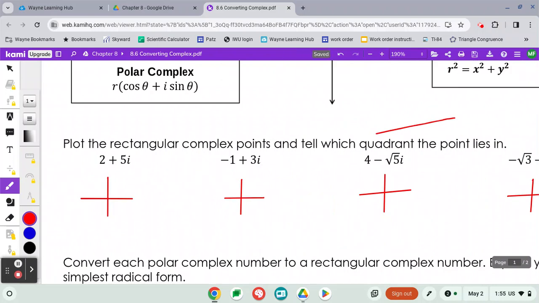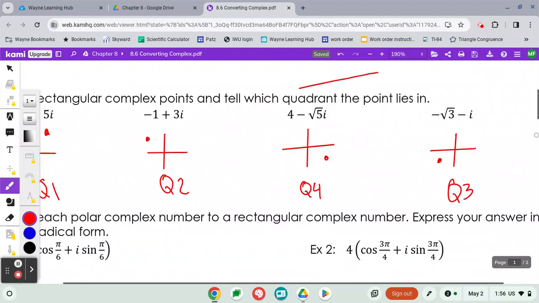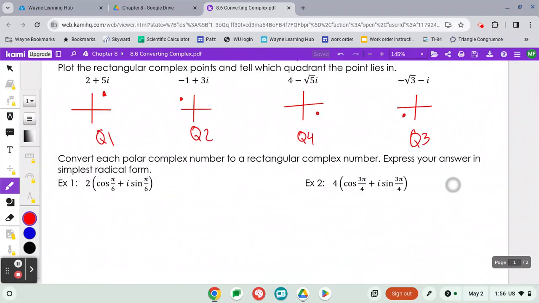And what I mean by that is 2 plus 5i. That's a positive, so it's somewhere up here. Okay, so that first one is Q1. Okay, the second one, Q2. The third one ends up in Q4. So it's positive, negative. And then the final one, they're both negative. That is Q3. And we'll use that as we get to the back. But for now, let's talk about how to convert these.